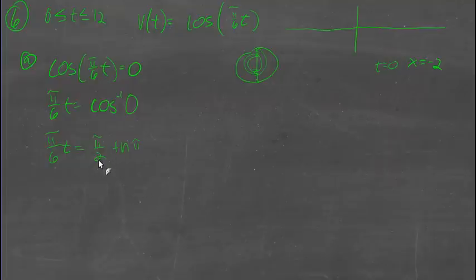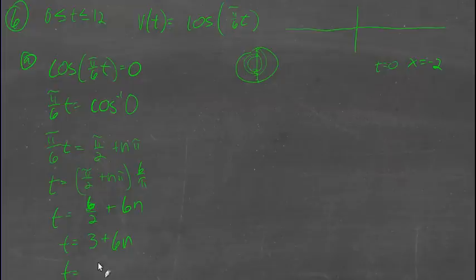So to solve for t, we'd multiply by 6 over pi on both sides. T equals pi over 2 plus n pi times 6 over pi. Multiplying that will just cancel out the pi's, and so we'll wind up with 6 over 2 plus 6n. So t equals 6 over 2, so 3 plus 6n. So any t value that is 3 seconds plus any multiple of 6 will be valid.